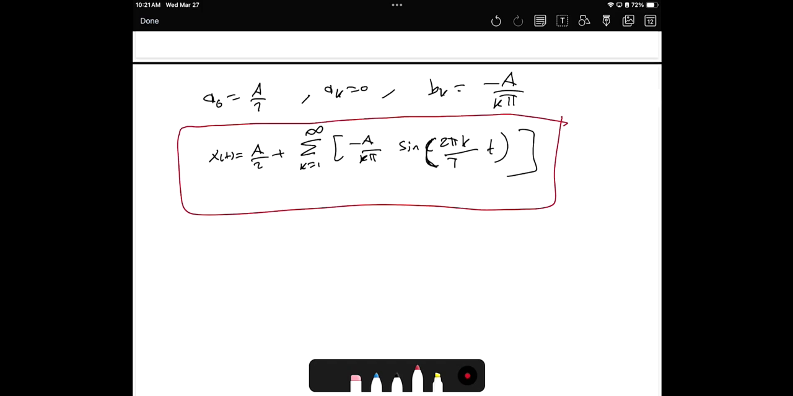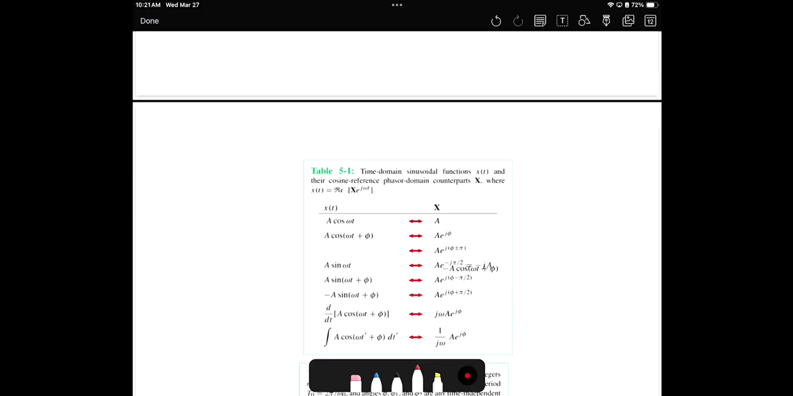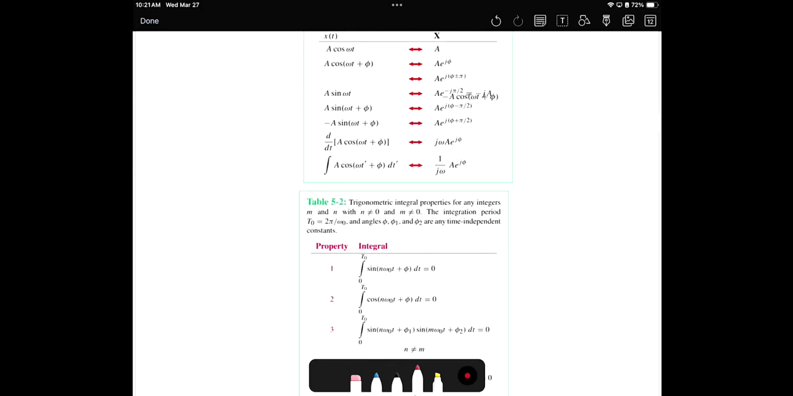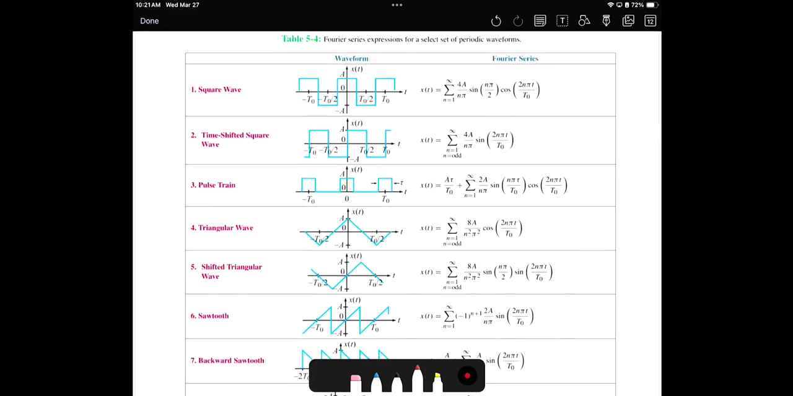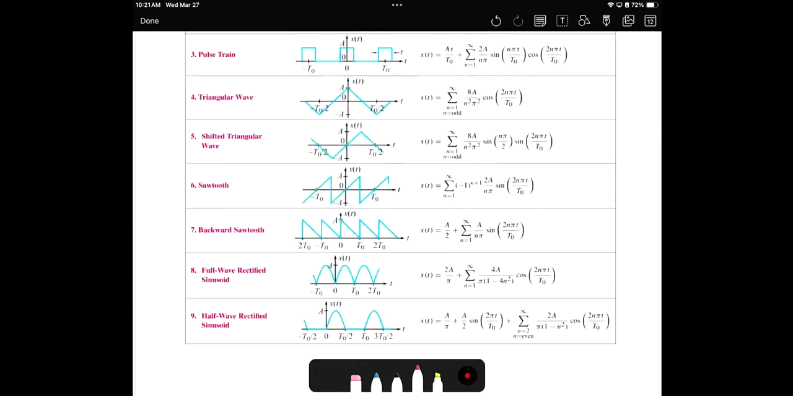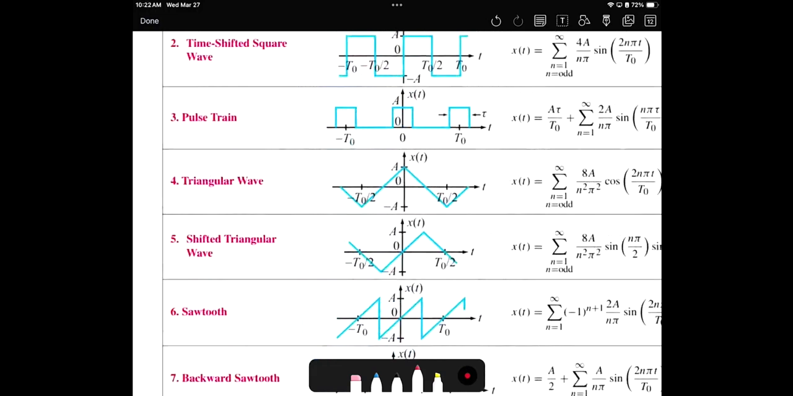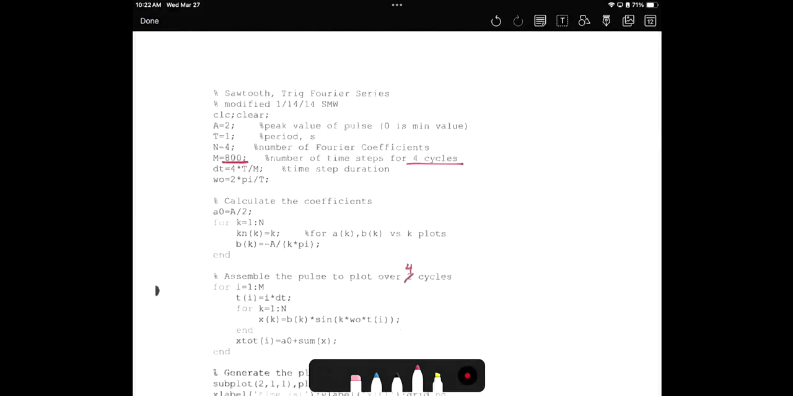Now, if we need to plot this, again, remember when we do the plotting, here is the MATLAB. I think this is the table, just a quick reminder, then let's go to the MATLAB. This is how each signal is presented, then this is the MATLAB code.